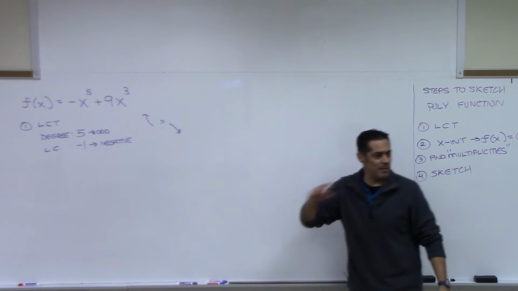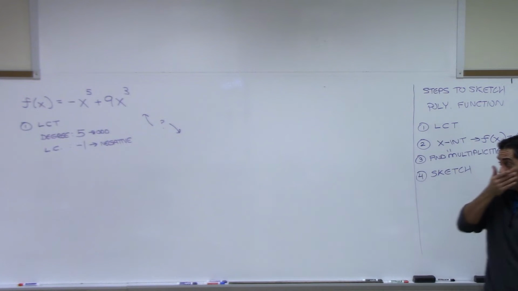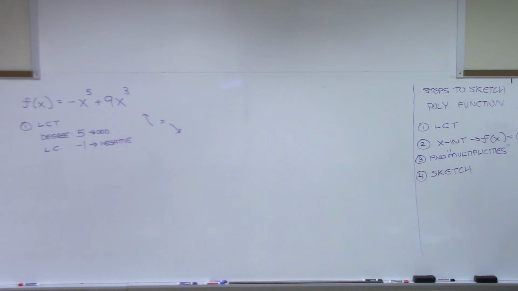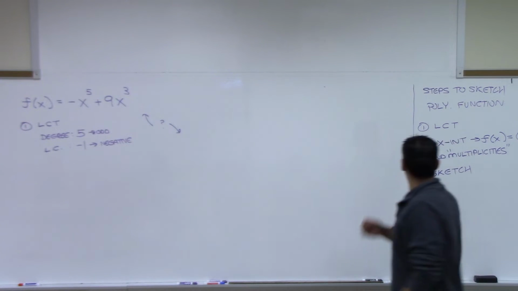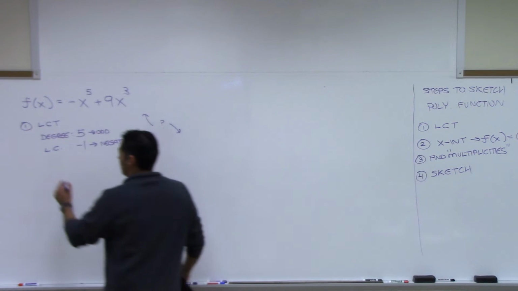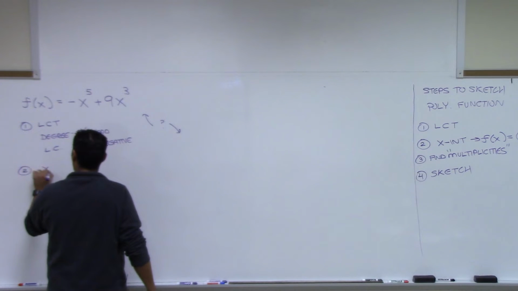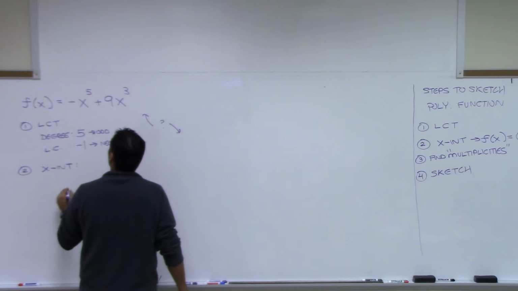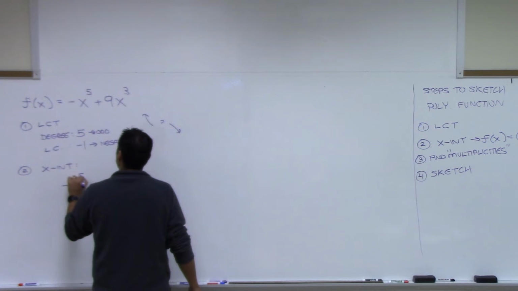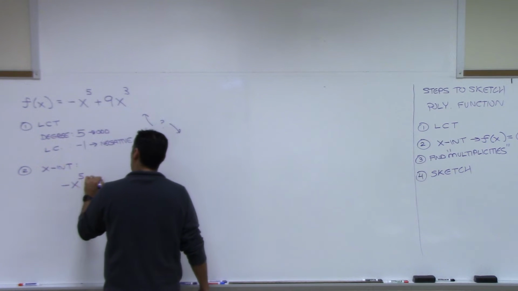All right, go back and look at that table, that chart that we made. Do y'all agree with that? Any questions? X-intercepts. It's the hard part. Take the function and set it equal to 0.